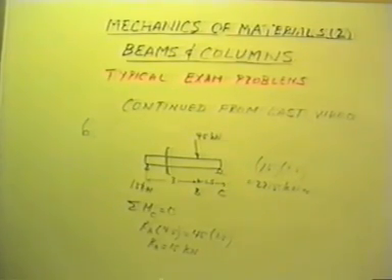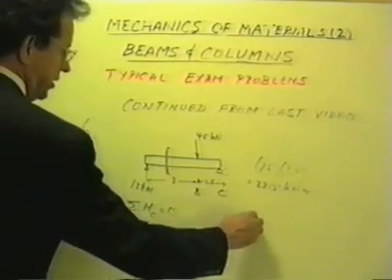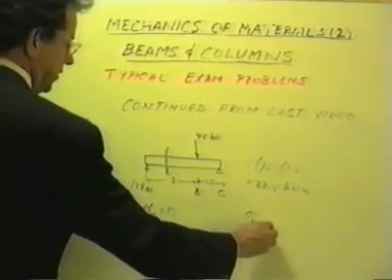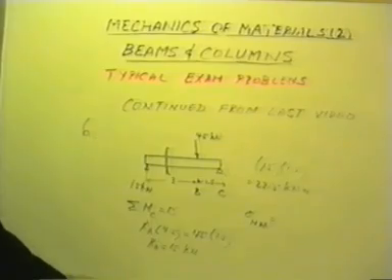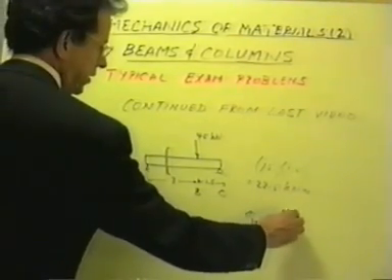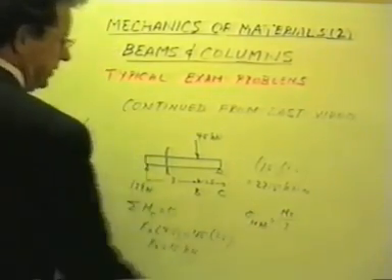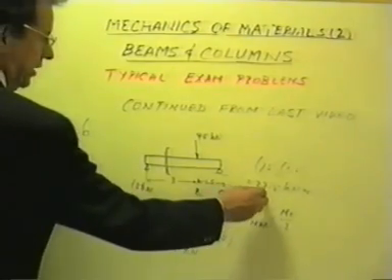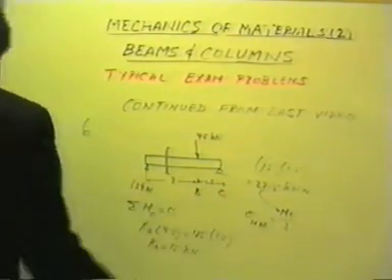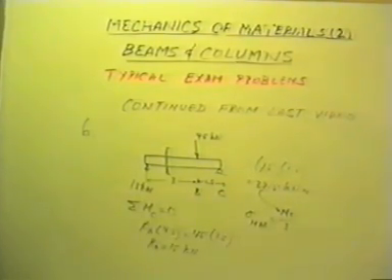Now, to get the maximum compressive stress, which will be at the top fiber of the beam section, we need to do this way. Sigma max is equal to MC divided by I. Well, here's the value of M. We already found that to be 22.5 times 10 to the third newton meters.